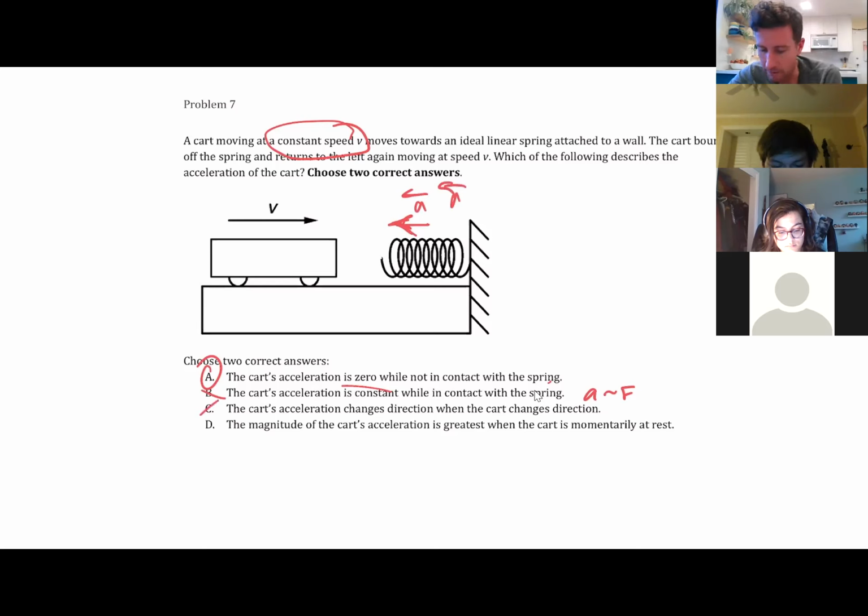The magnitude of the cart's acceleration is greatest when the cart is momentarily at rest. Bingo. That gets the same idea as B. Acceleration is proportional to force. It's pushing the most when it's fully compressed. That's when it's at rest. And then I'm pushing it back from there. So that would be the greatest force and the greatest acceleration. I like A and D.